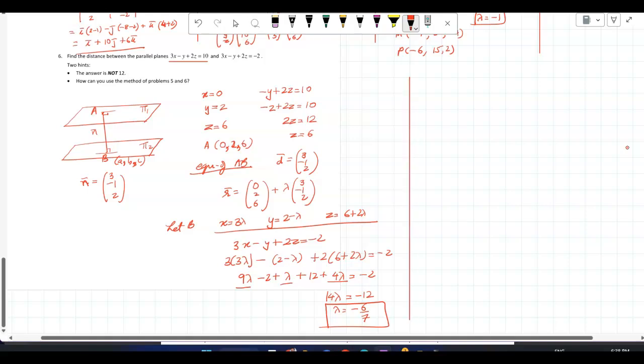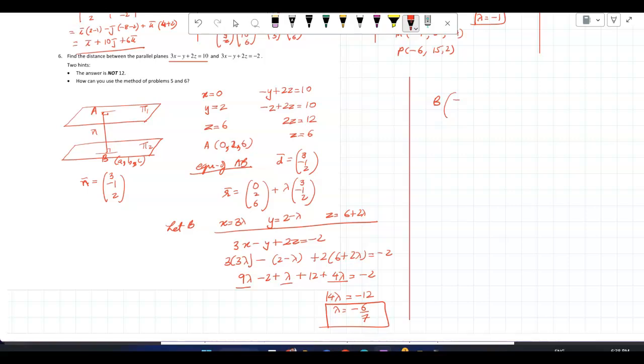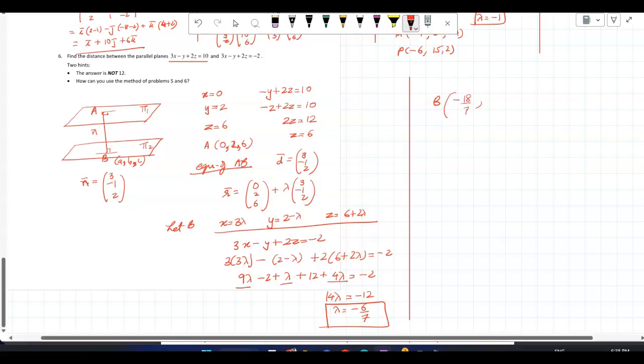Now what do you do? What are the coordinates of B? Put this lambda in this. So that's minus 6 threes are 18 by 7, comma, 2 plus 6 by 7, 7 twos are 14, 20 by 7, comma. Now put 6 minus 12 by 7: 42 minus 12, 30 by 7.